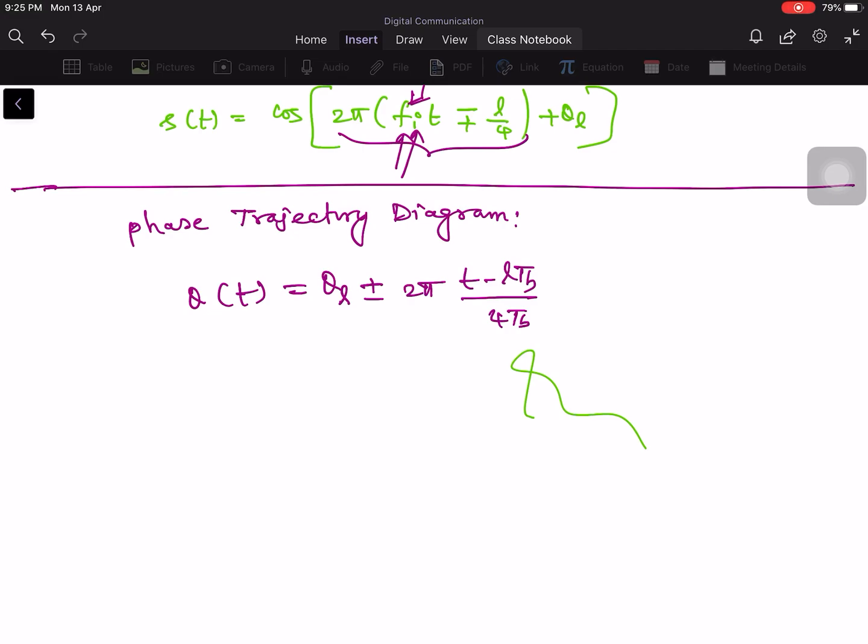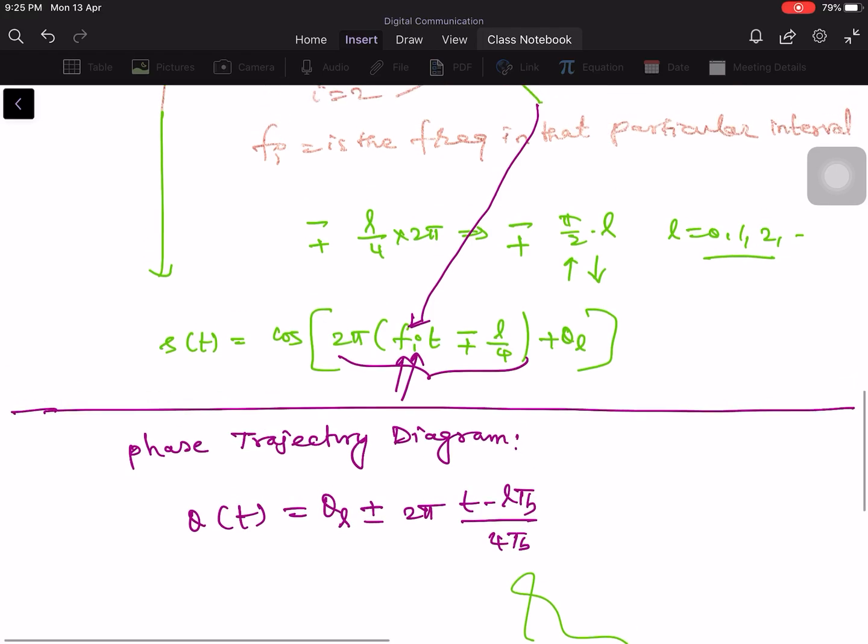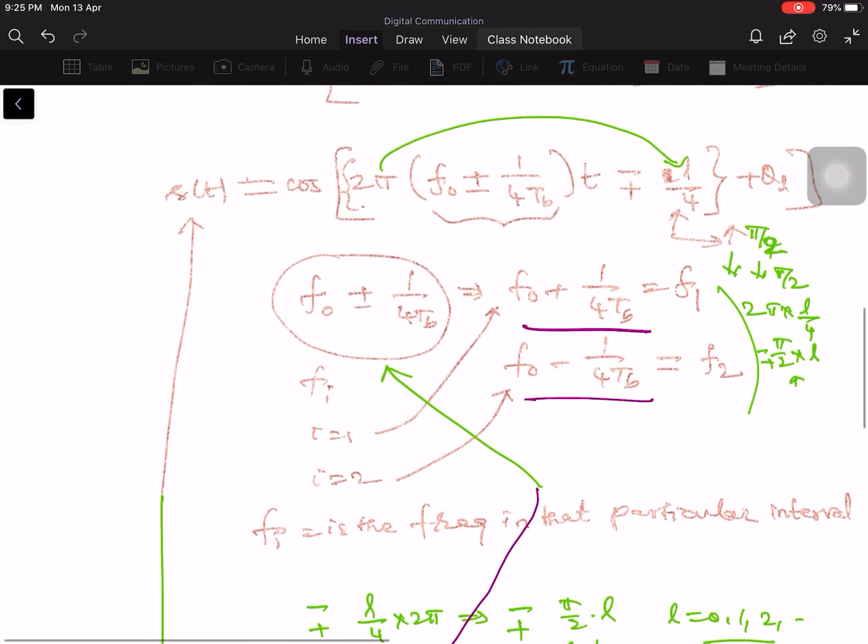No, I think my iPad is not including this figure. Anyway, let me do one thing. I'll stop this lecture at this point. In the next lecture, I'll continue this phase trajectory diagram because it is not highlighted. It is not active now.